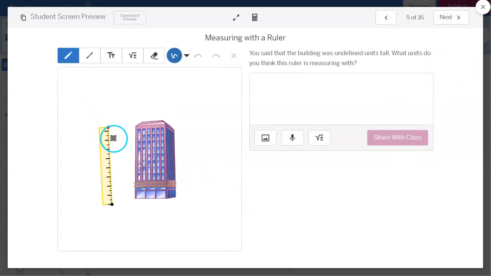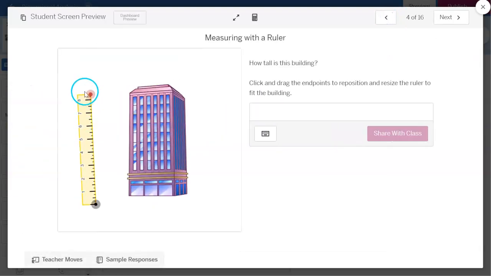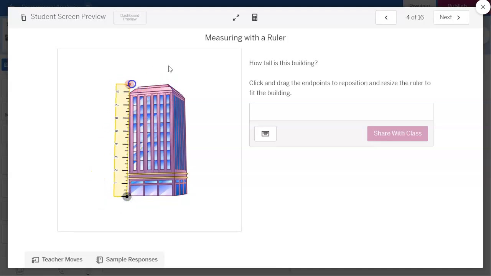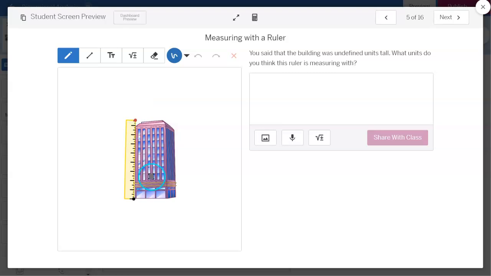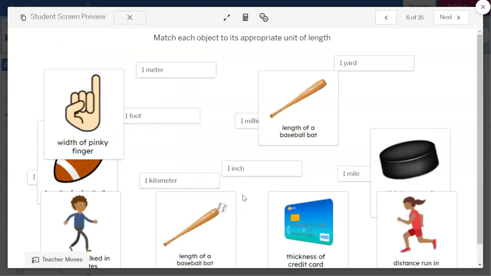Now, when they get back to this slide, it's actually taken a picture of what they've done. So if they have their unit of measure here, you'll see on the next screen, it's got a copy of that graph, and now they can draw on it. All right, here they're doing this again.